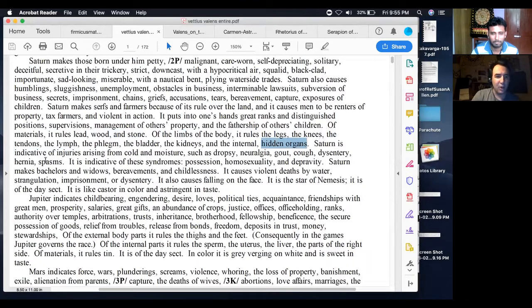Saturn is hernia and spasms. Not too nice stuff. Possession. It's indicative of possession, so possession by evil spirits.